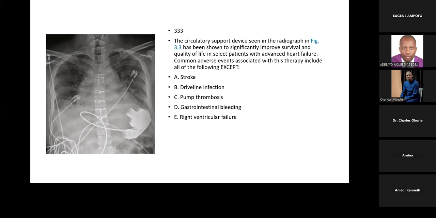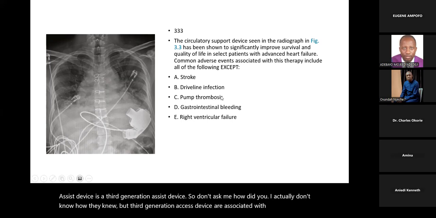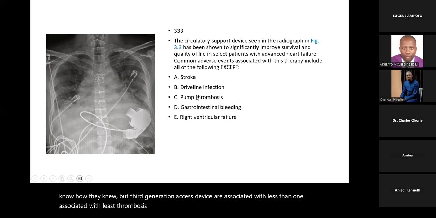Okay, so for this one, the correct answer is actually C, because this is a third generation assist device. So don't ask me how they knew. I actually don't know how they knew. But third generation assist devices are the ones associated with least thrombosis. That's why, like I said, the answer is C.